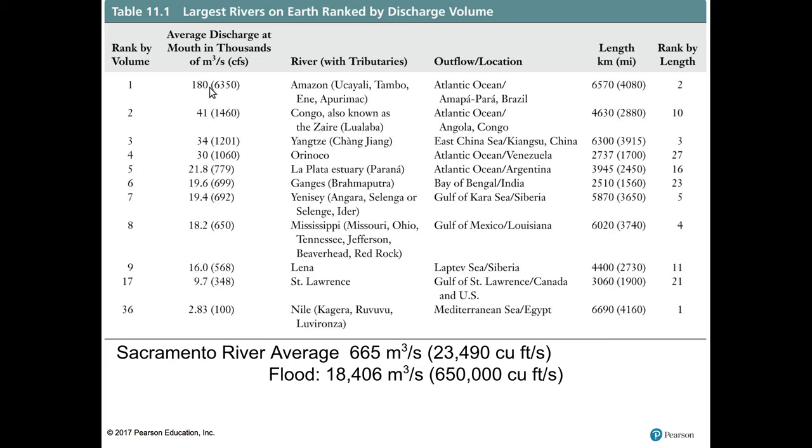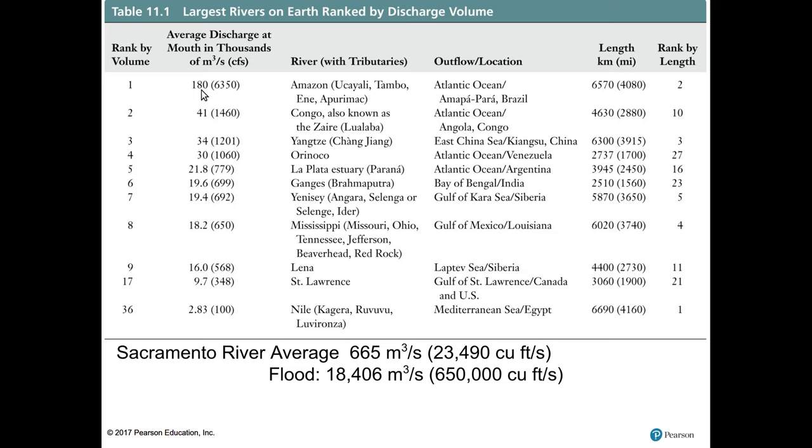So the discharge of the Amazon, 180,000 cubic meters per second. A cubic meter of water weighs a ton. So you could just divide this by two and convert it to small cars. So that's like 90,000 small cars per second.